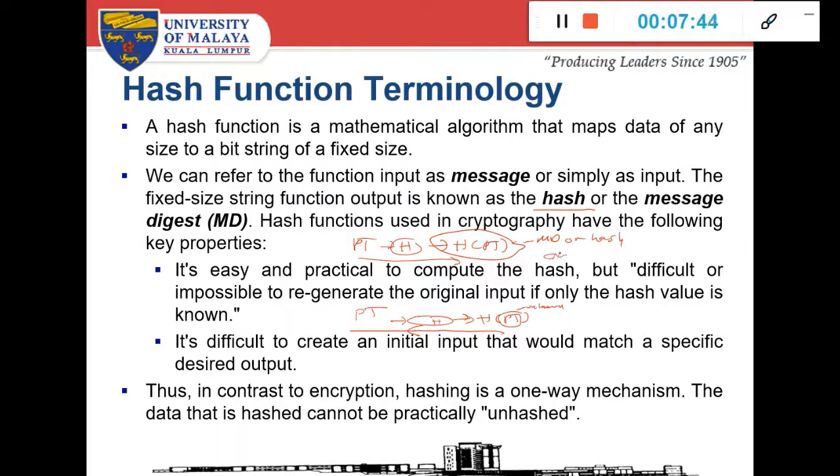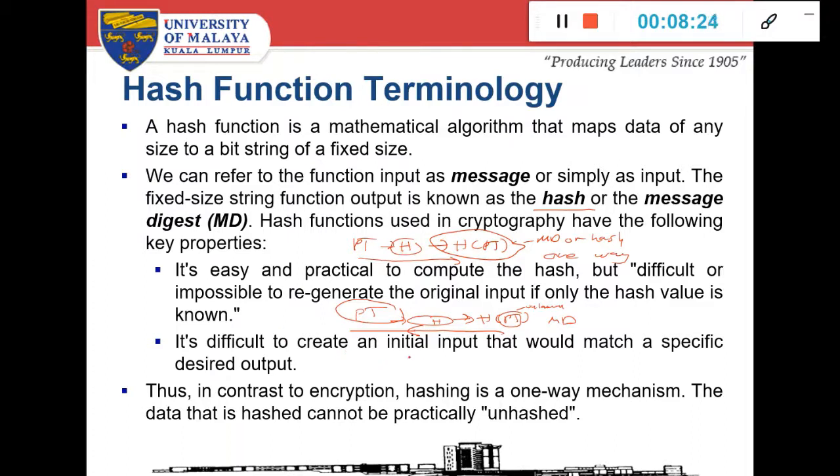It is one way only. It's easy to get the hash, but it's really difficult to do the reverse process. If you only have the message digest or hash output, it is very difficult to get the plain text or message. This is what we call one way. It is impossible to regenerate the original input from here. Like encryption, if you have a ciphertext, you do a decryption, which is a reverse process. But hash function is a one-way property.